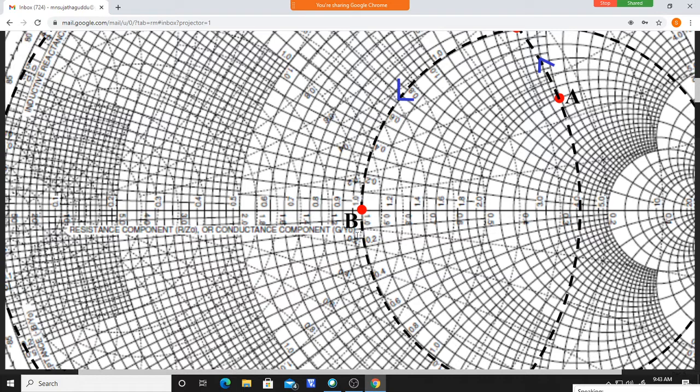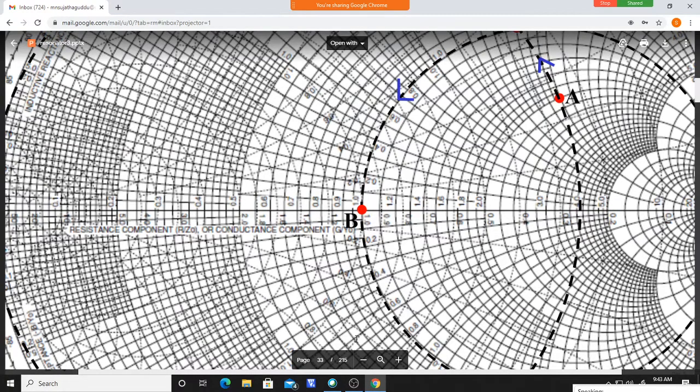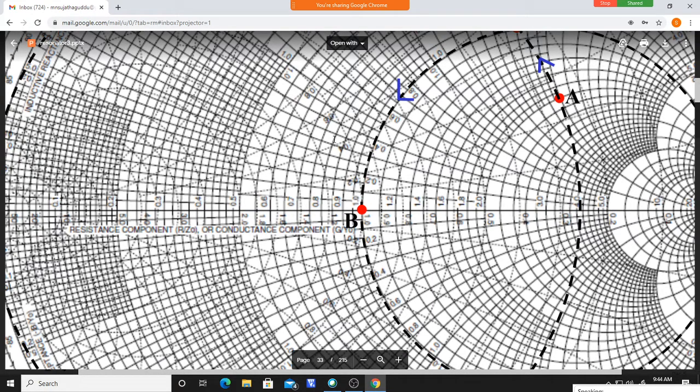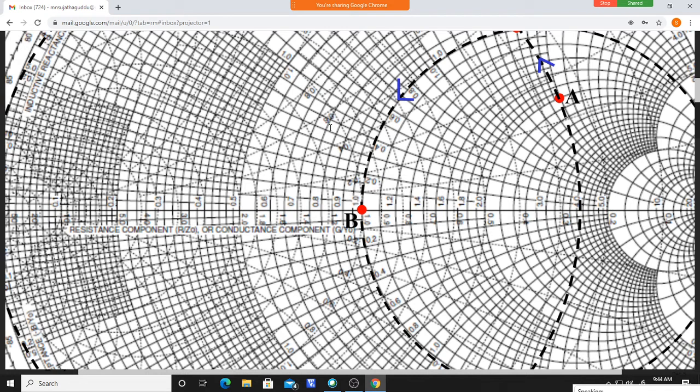You see here, this is conductance equal to 1, this circle. This is the G equal to 1 circle, and the R equal to 1 circle is this. Similarly, the R equal to 1 circle is above. R values are given here. Resistance circles are these solid lines, solid circles.